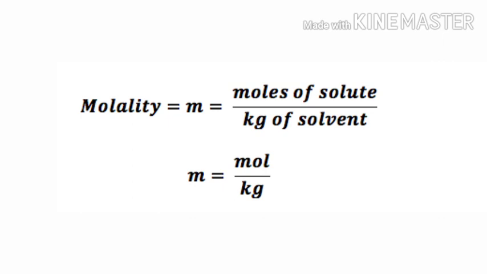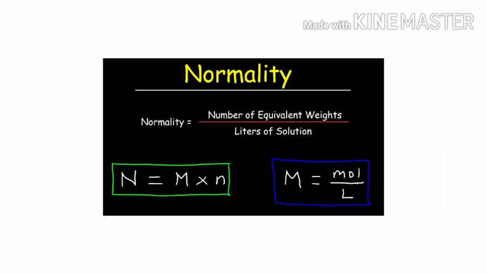One basic difference between molarity and molality is that molarity is expressed in terms of volume, and molality is expressed in terms of mass. And we know that volume changes with change in temperature, but the mass remains the same. Mass does not change with the change in temperature. That is why we can say that molality is better than molarity for expressing the concentration of a solution.